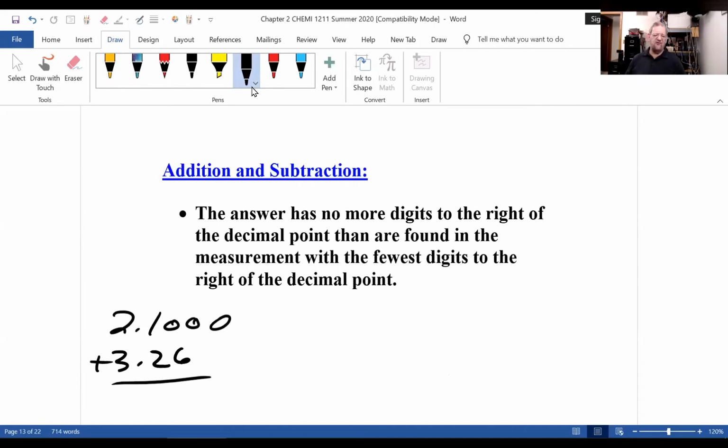Why don't you try adding this up, and what would be the correct answer using proper significant figures?